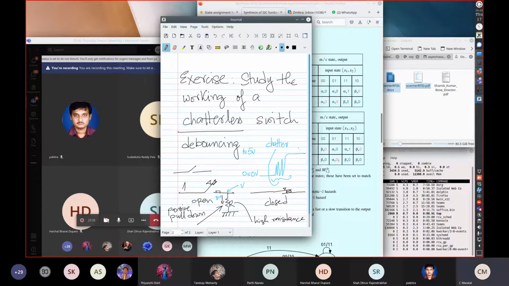This phenomenon is called chatter. Okay, and this can be very harmful. I mean, this chattering essentially means that you're giving a large number of inputs to your system.